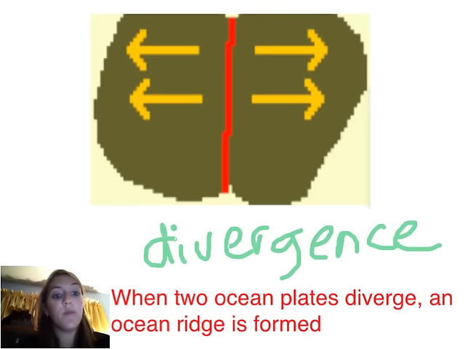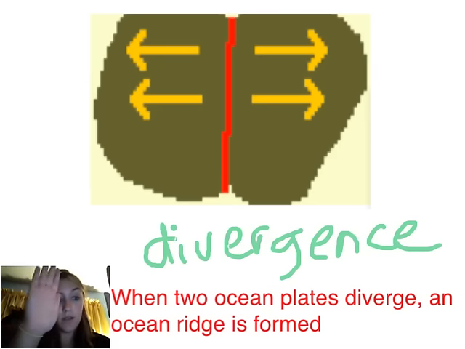So the first type of plate movement that we need to know about is called divergence. Divergence is when two plates move away from each other. And you can think of divergence like divide in math, when you use numbers and you split things. Divergence is the same idea. It's when two plates slowly over time move away from each other.